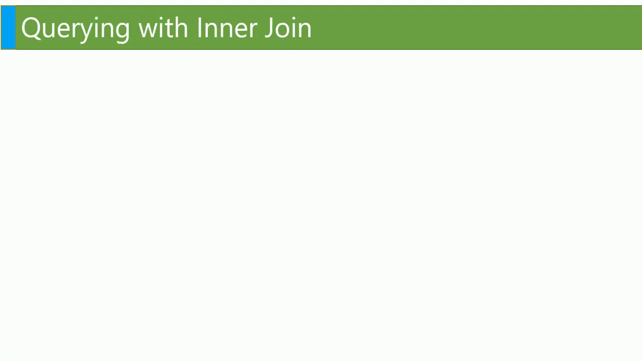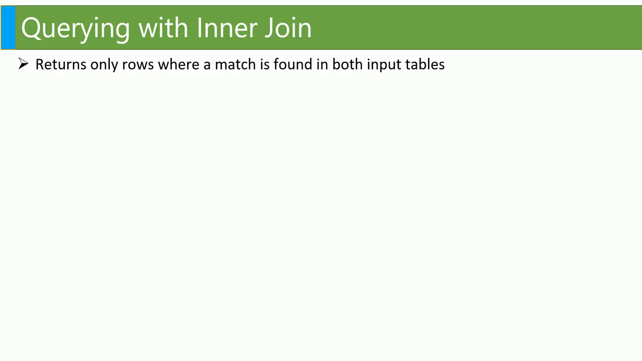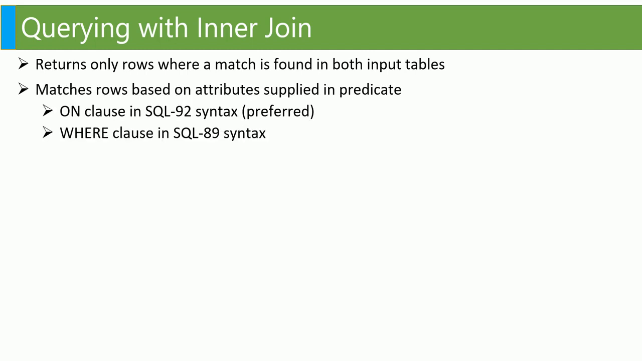Let's see how we can query with the inner join. It returns only rows where a match is found in both tables. So if we are using the inner join, then it will match the data from one table to another table. If the data is matched, then only it will print the value. If data is not matched, then you will not get the output.